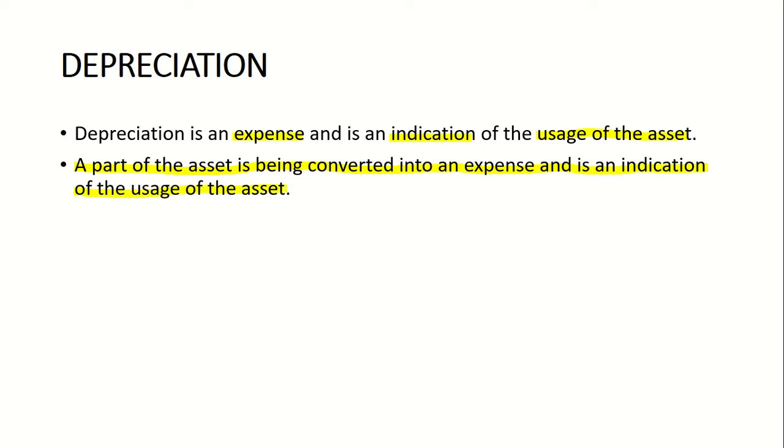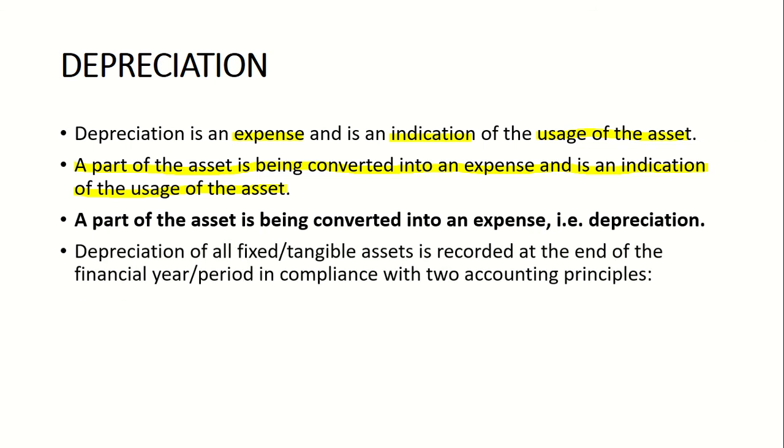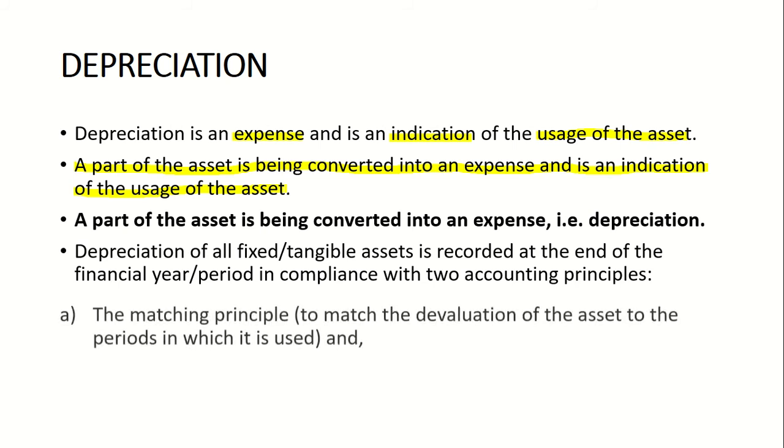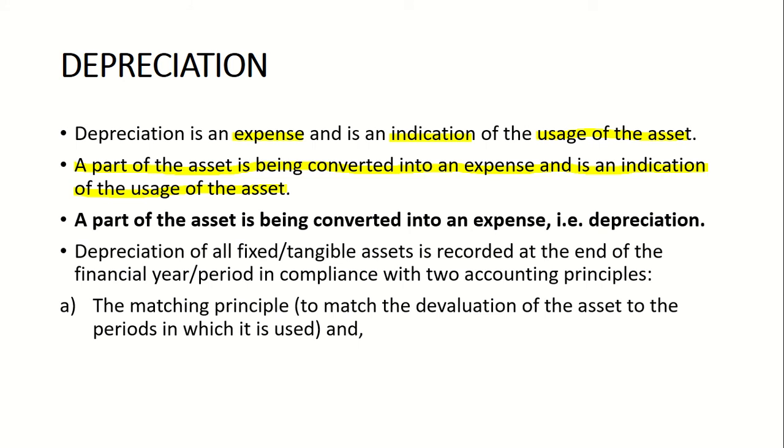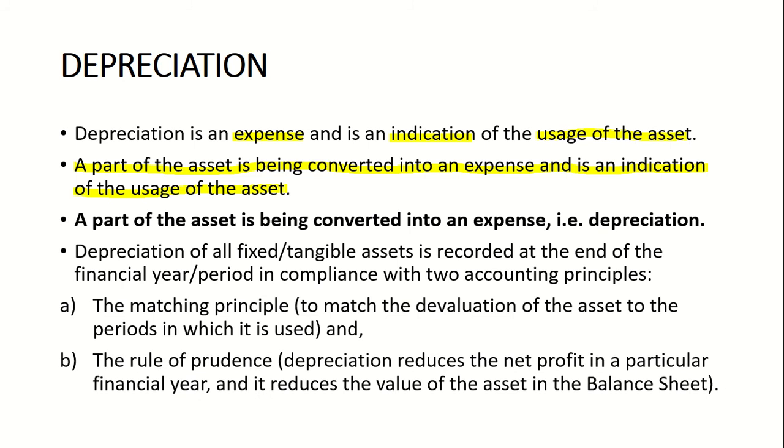The conversion of a non-current asset into an expense is called depreciation. A part of the asset is being converted into an expense, that is depreciation. Depreciation of all fixed or tangible assets is recorded at the end of the financial year or period in compliance with two accounting principles. That is the matching principle, to match the devaluation of the asset to the period in which it is used, and also the rule of prudence. Depreciation reduces the net profit in a particular financial year and it reduces the value of the asset in the balance sheet.